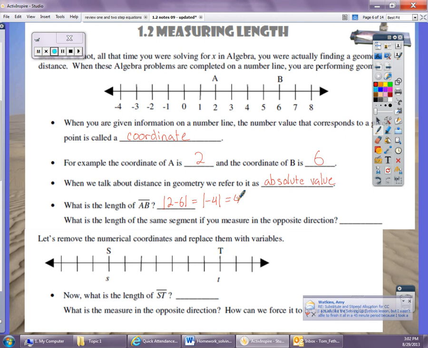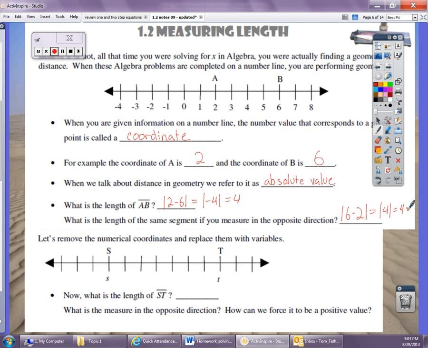And then what is the length of the same segment if you measure in the opposite direction? If we go from B to A, it would be the absolute value of 6 minus 2, which is the absolute value of 4, which is still 4. So you notice the length of AB and BA is still the same.